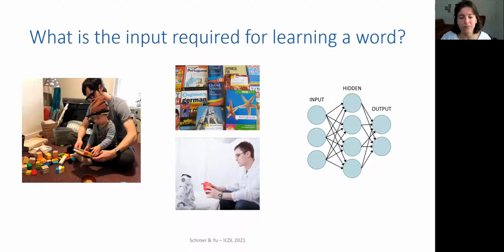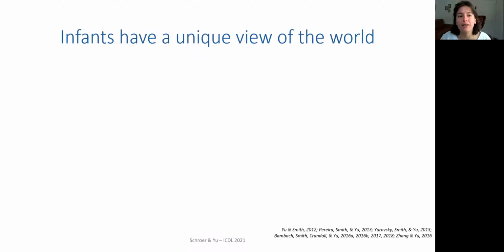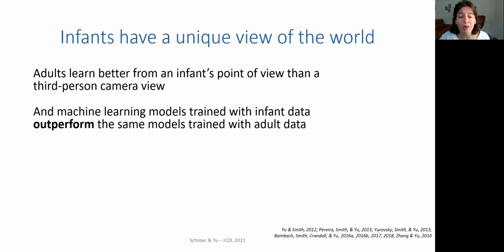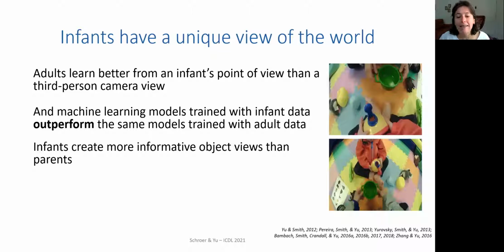learning words. But what we see is that across these different learners, infants have this really unique view of the world. And this view supports their word learning, but it also supports the word learning of others. So we've seen that adults learn better when they're taught from an infant's point of view than a third-person camera view. But machine learning models trained with infant data also outperform those same models when they're trained with adult data.